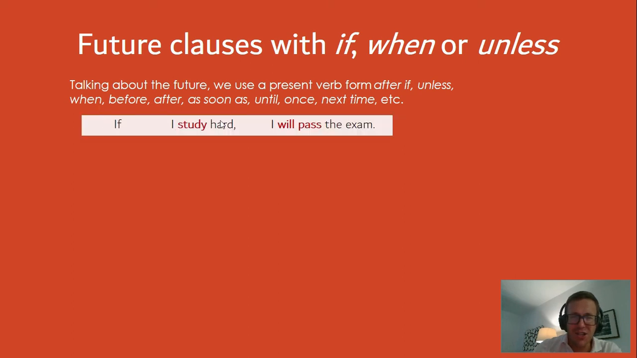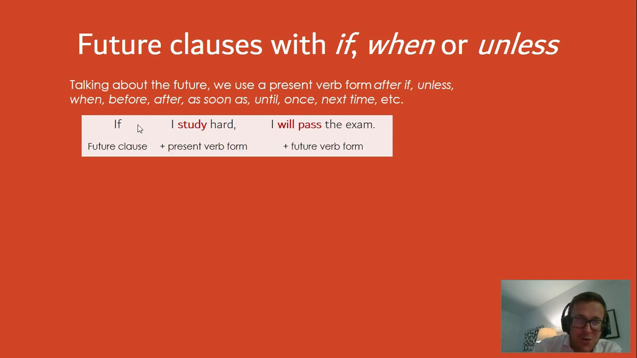If I study hard, I will pass the exam. So this is the future. Will pass shows that I'm talking about an exam in the future, but study is also in the future. But because we're using it with if, we use present. So that is the future clause, a part of a sentence. We use the present verb, but we use future for the other part of the sentence. And for these words, it's the same.